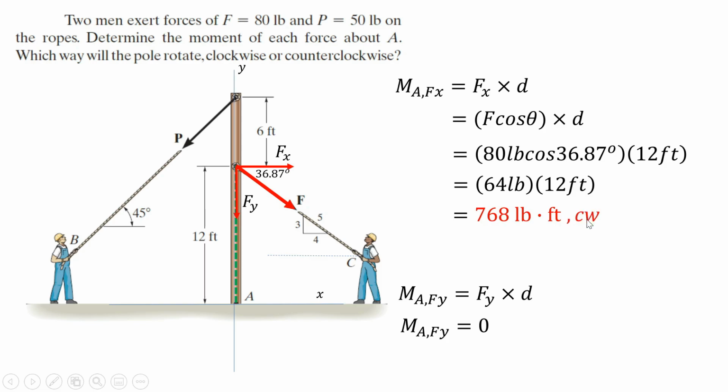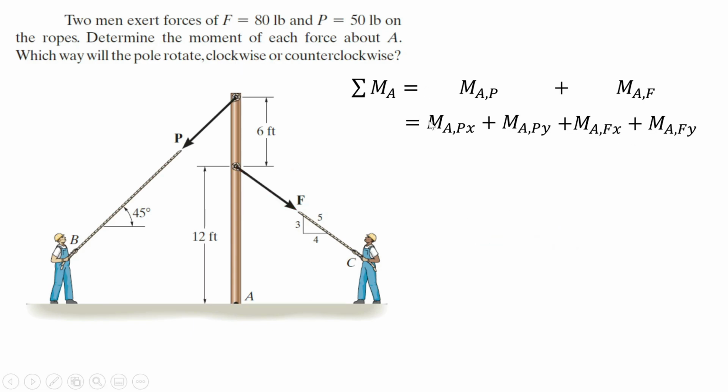And since this is a clockwise direction and we have to get the summation of moment, I have to use the sign which is negative 768 pound-feet, since we have to get the summation of all these moments. So let's proceed now to our summation of moment.